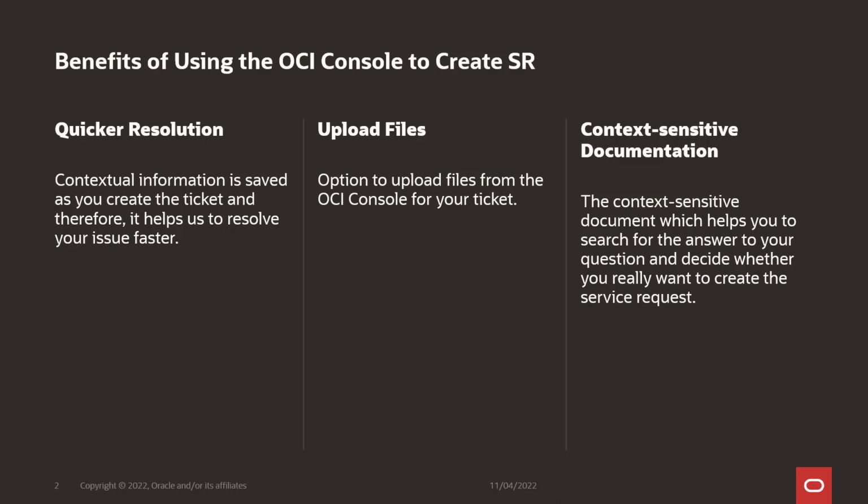Before we end, let's reiterate the benefits of using the OCI console to create a service request. Your contextual information is saved as you create the ticket, and therefore it helps us to resolve your issue faster. You have the option to upload files from the OCI console for your ticket. Lastly, you see the context-sensitive document, which helps you to search for the answer to your question and decide whether you really want to create the service request.